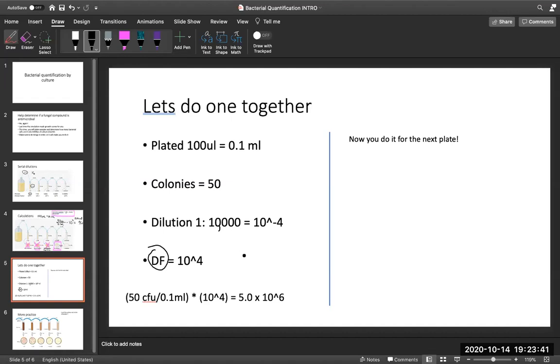So another way of saying it is 1 over the dilution, right? If you want to have a way to put it, the dilution factor is equal to 1 divided by the dilution, and the dilution was 10 to the negative 4th. Therefore, our dilution factor is 10 to the 4th. You drop that negative. And so when you do all that math, you get 5 times 10 to the 6th power, and that should say CFU per mil.